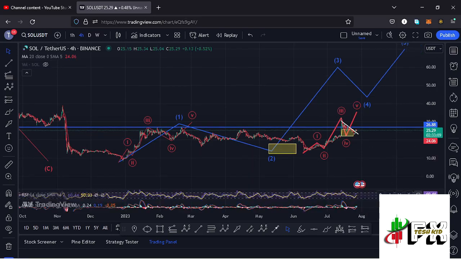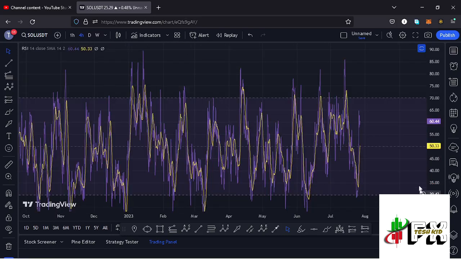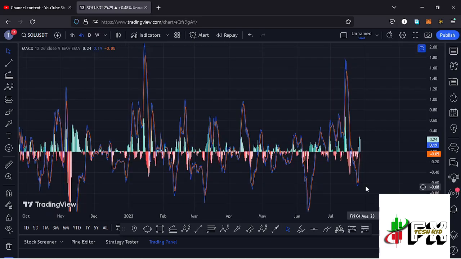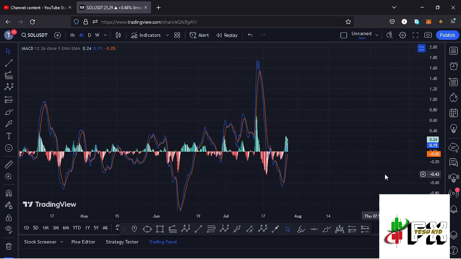Also taking a look at the indicators on the RSI, we are trading at around the 60 mark, fully supporting higher prices. On the MACD, we have been able to print a bullish cross, fully supporting higher prices. So let's be patient and see how that plays out, and I will be keeping you up to date.